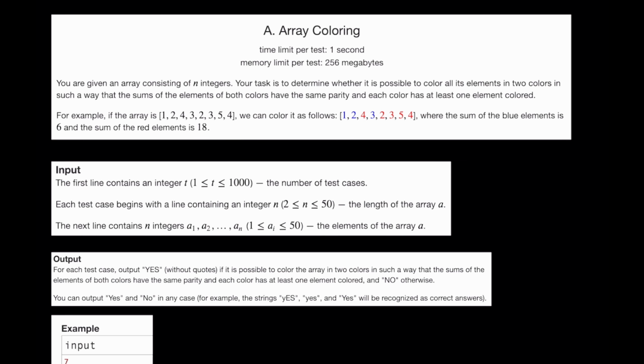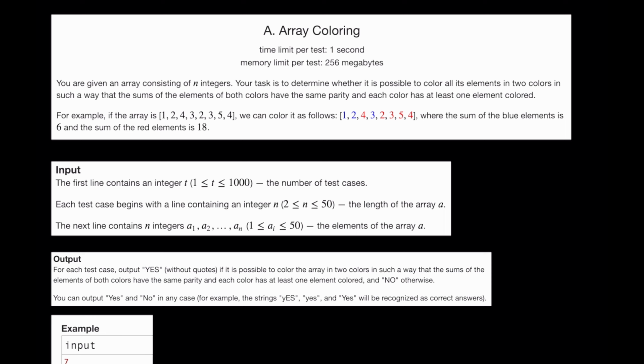You are given an array consisting of n integers. Your task is to determine whether it is possible to color all its elements into two colors in such a way that the sum of elements of both colors have the same parity. It's the same parity, not the same sum. Each color has at least one element colored.